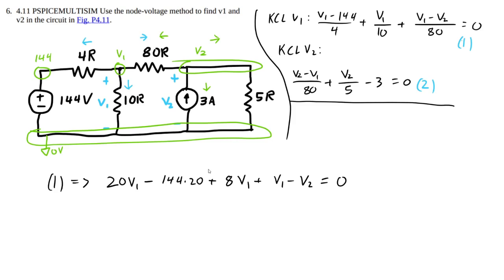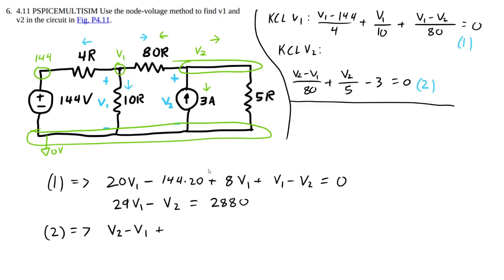If I put it all into a system of equations, you're going to have 29 V1 minus V2 equals 2880. I'm going to do the same thing for KCL V2. So multiply everything by 80. V2 minus V1 plus... Sorry, I didn't get that.